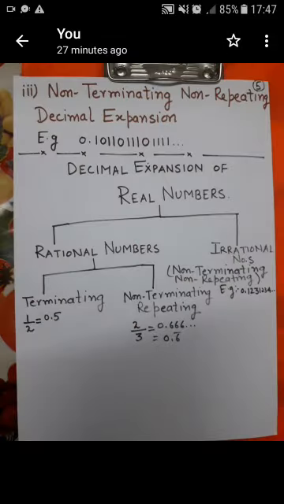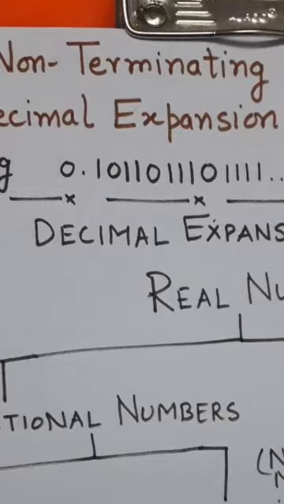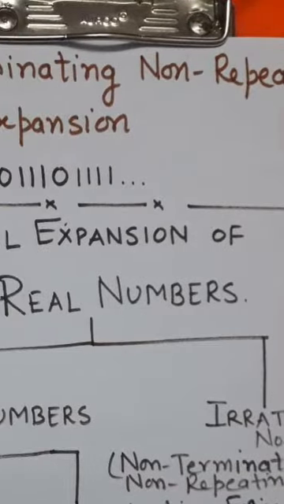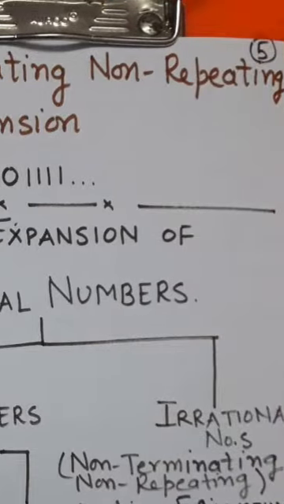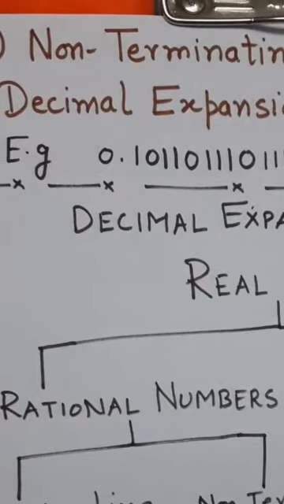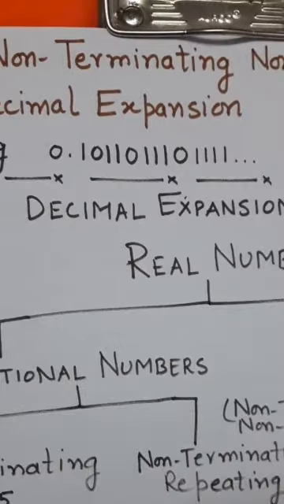After this, we are coming to the third kind of decimal expansion. The third kind of decimal expansion is non-terminating, non-repeating. We are not going to get remainder as 0 and also we are not getting the same number again and again. See here, one example I have given you is 0.1011011101111. Here, after 0 there are 2 1s, then again 0, then 3 1s, then again 0, then 4 1s, and the series will continue like this.